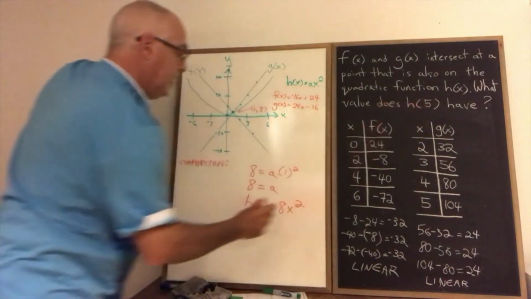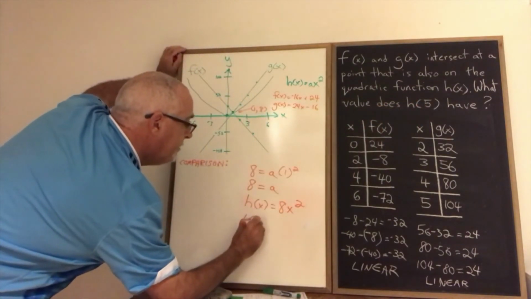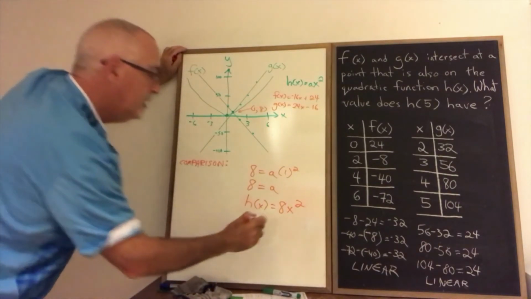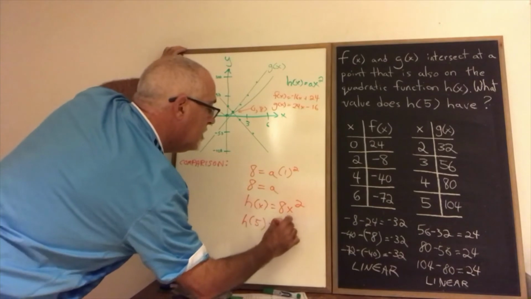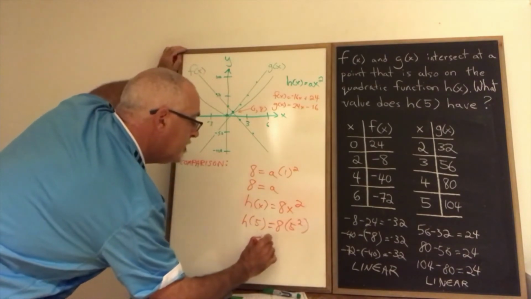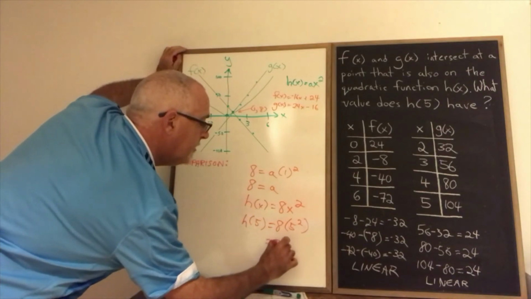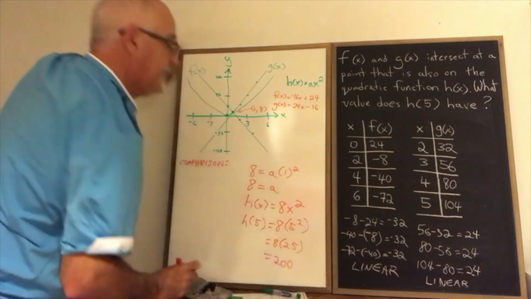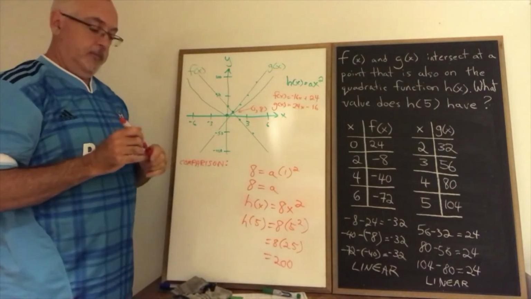If x is 5, h of 5, notice again that I'm using function notation here, is equal to 8 times 5 squared, which is 8 times 25, which is 200. I have my final answer.